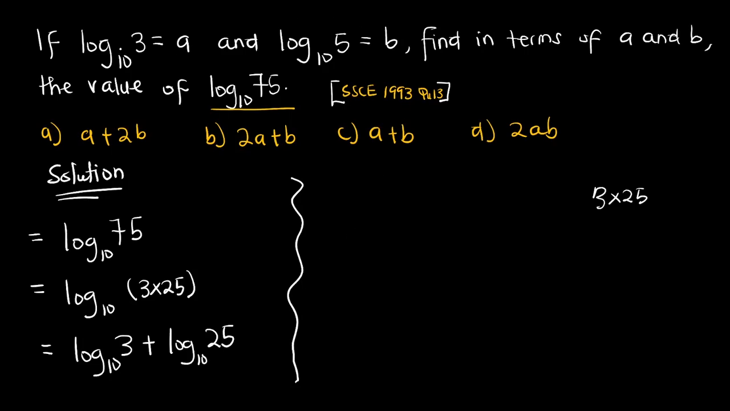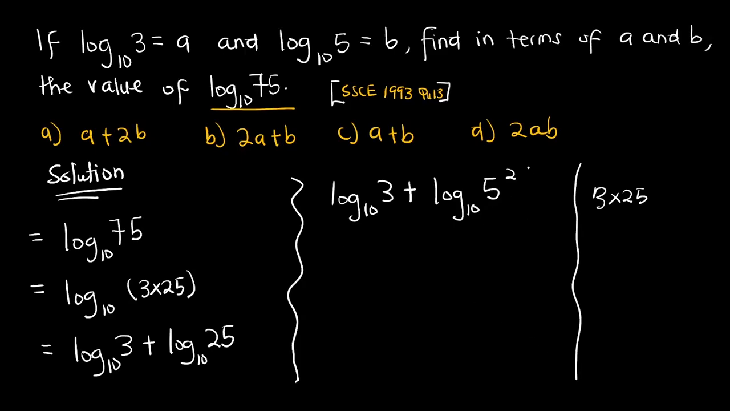Because we have the expressions log base 10 of 3, that is a, and log base 10 of 5, we need to break down the 25 in the form of 5. And it so happens that 5 squared will give us 25. So we'll go with that. We have log base 10 of 3 plus log base 10 of 5 squared. Now from here, we move the square in front of the log, one of the properties of logarithm. So we have log base 10 of 3 plus 2 log base 10 of 5.